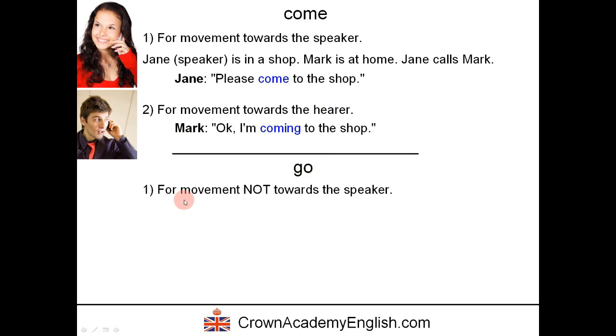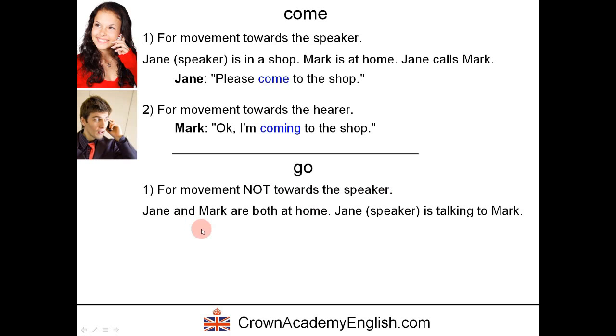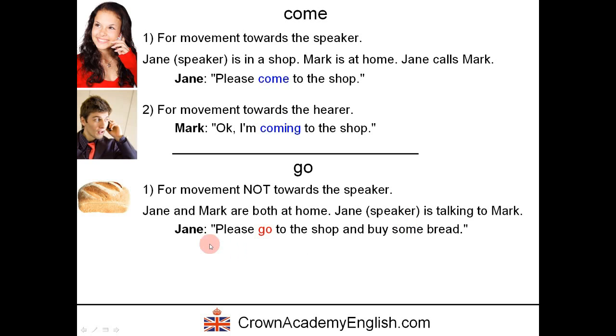So we use go for movement not towards the speaker. So maybe away from the speaker or towards somewhere else, but it's not towards the speaker. So this example, Jane and Mark are both at home. They are in the same place, at home. And Jane is talking to Mark. So Jane is the speaker. She says to Mark, please go to the shop and buy some bread.